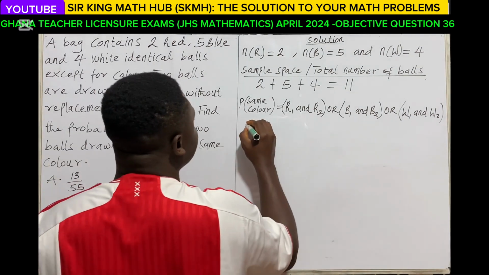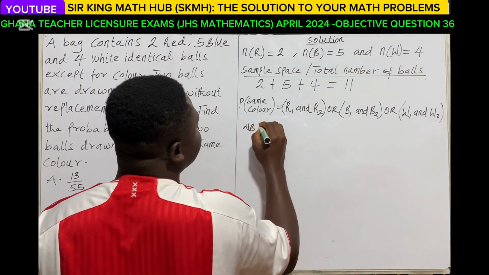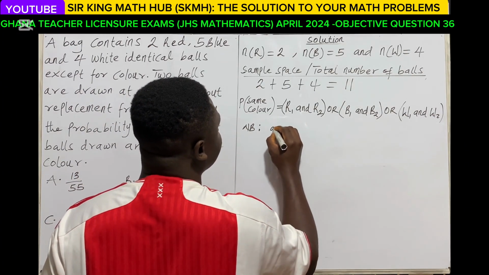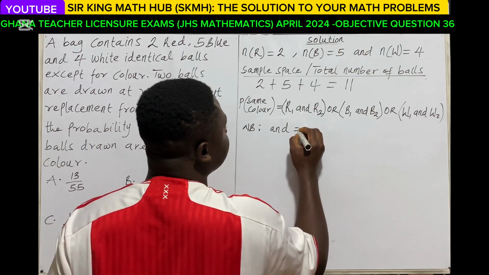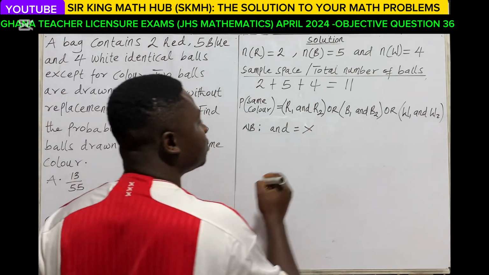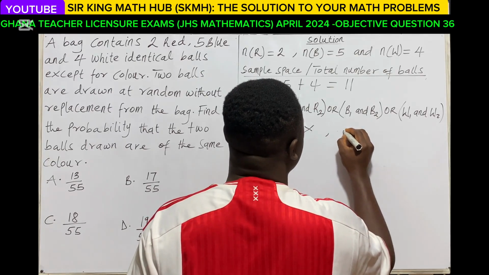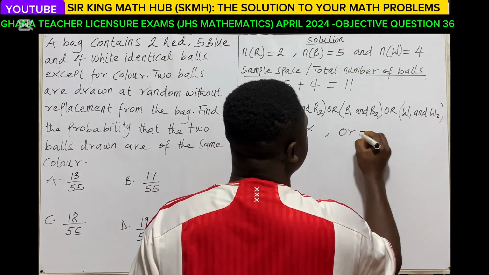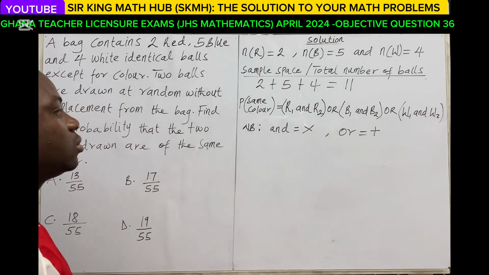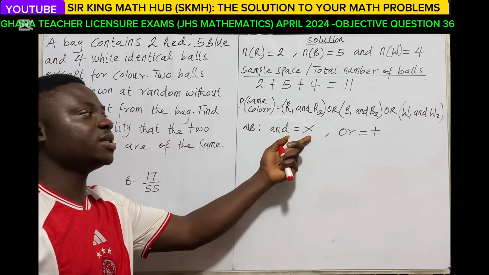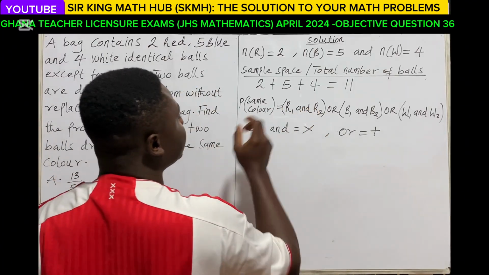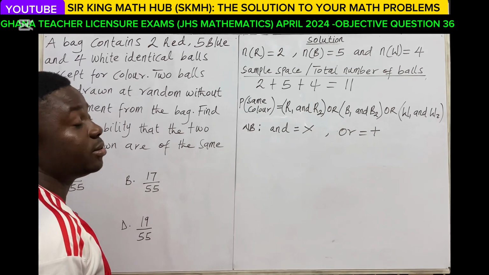Remember, in probability language, the word "and" denotes multiplication, and the word "or" represents addition. So that is what you should know. "And" represents multiplication, and "or" represents addition. So let's begin with the red balls.